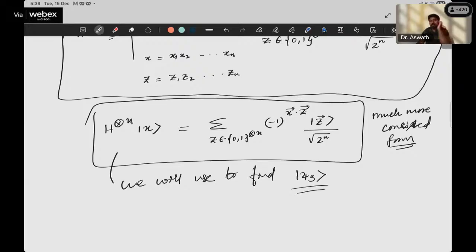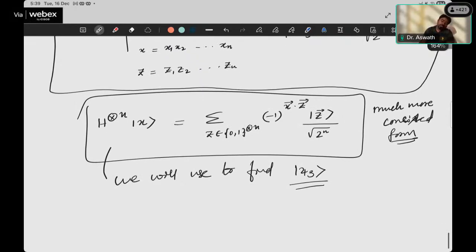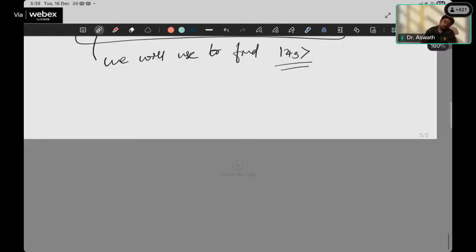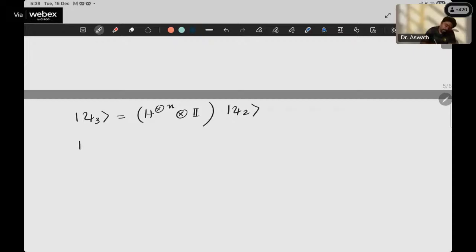Okay, everyone, welcome back. So now we want to find psi 3. Let me write down where we are at right now. We are at finding psi 3, which is n Hadamards acting on the query part, and identity acting on the ancilla part. By the way, what is psi 2?